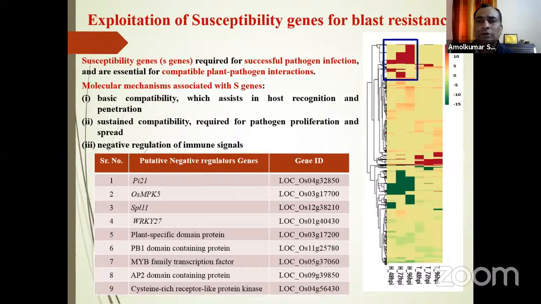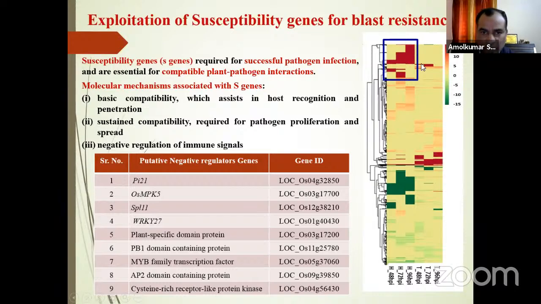Along with this, we also try to identify susceptibility related genes from this data. Susceptibility related genes are responsible for successful pathogen infection, and they are essential for compatible plant-pathogen interactions. These three genes were already identified and characterized: PI21, OsMAP kinase 5 and SPL11. Along with these, we have identified 6 genes from our transcriptome data, which are upregulated only in susceptible lines as compared to resistant lines.